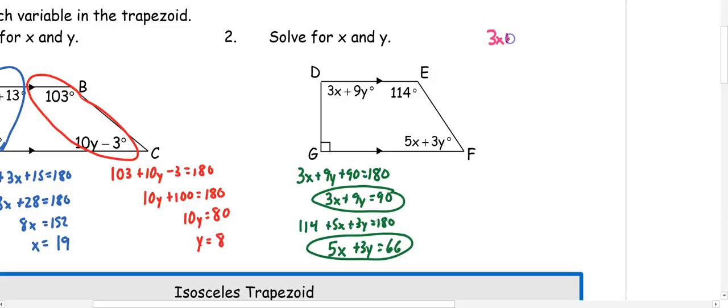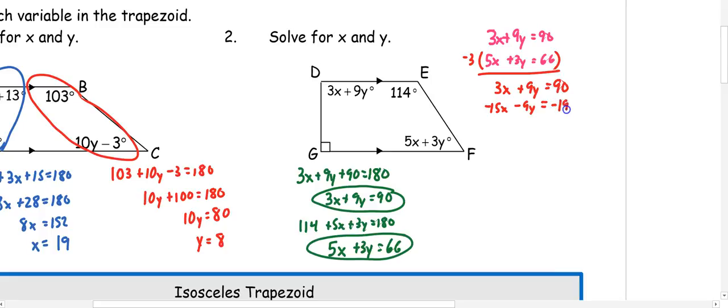So I have 3x plus 9y equals 90, and 5x plus 3y equals 66. In order to eliminate one of my variables, I'm going to multiply the second equation by -3. So I get 3x plus 9y equals 90, and -15x minus 9y equals -198. So when I add straight down, my y's cancel out. I'm left with -12x equals -108. And when I divide by -12, I get x equals 9.